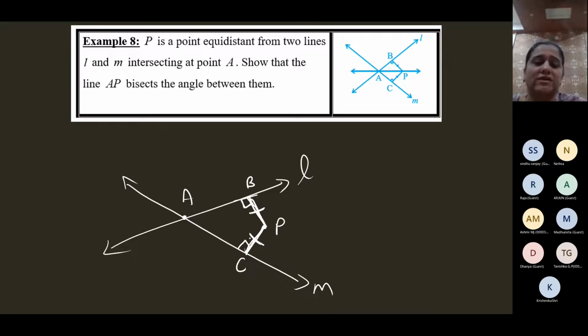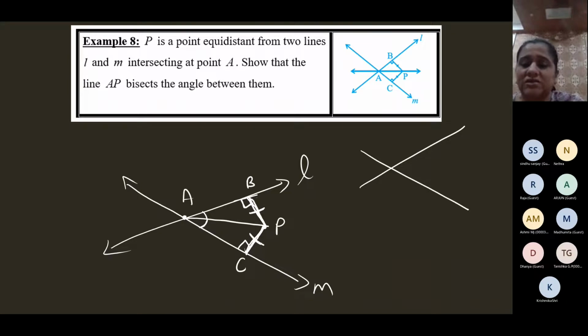Now we need to show that AP, meaning you'll have to join AP, bisects the angle between them. So this is the angle between the two lines. Between them meaning between the two lines. See, this is one line, this is the other line. This is the angle between them.